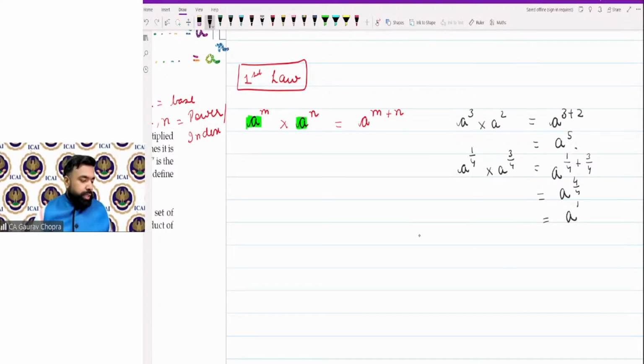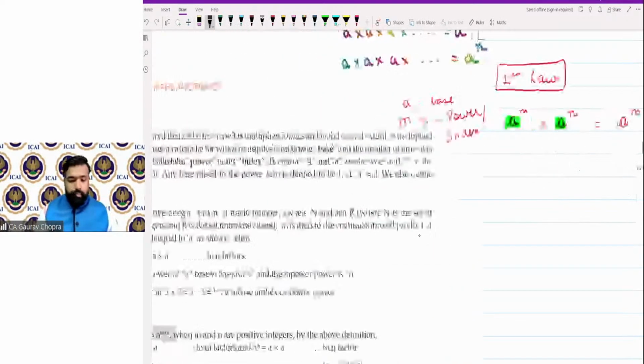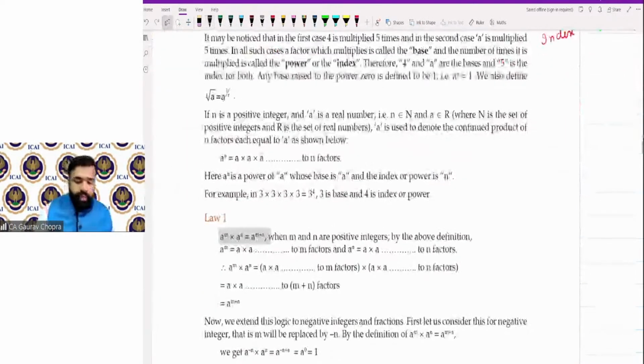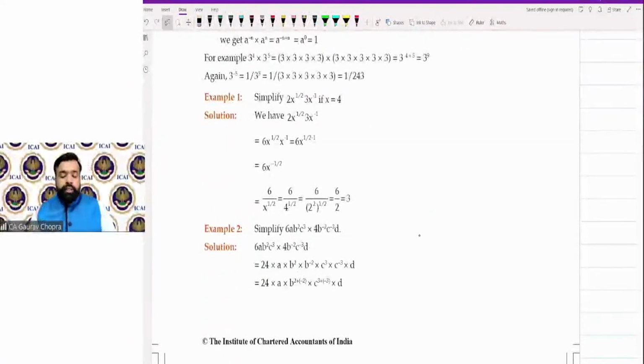Everybody has given the answer. That's great. Very good going. I think everyone has given the answer. That's very good. Now, let's move towards property number two, law number two. Before that, there are a few examples, so let's simplify that example. After that, we will be moving towards the second law.